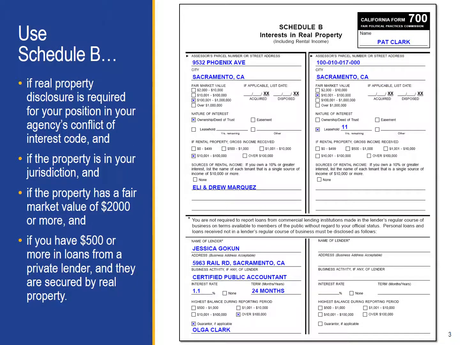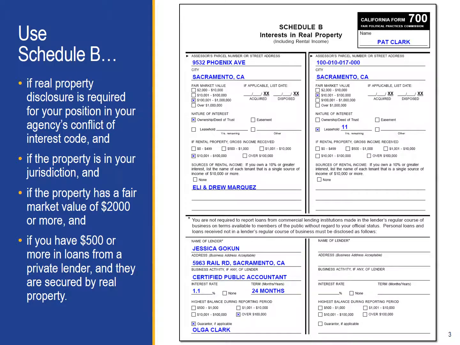As the title of the schedule indicates, this is where you will report your interest in real property. This includes buildings and land that you own during the reporting period. Keep in mind that the property must be located in your agency's jurisdiction for it to be reportable, and it must have a value of at least $2,000. Schedule B is also where you disclose a non-commercial loan that is secured by real property.